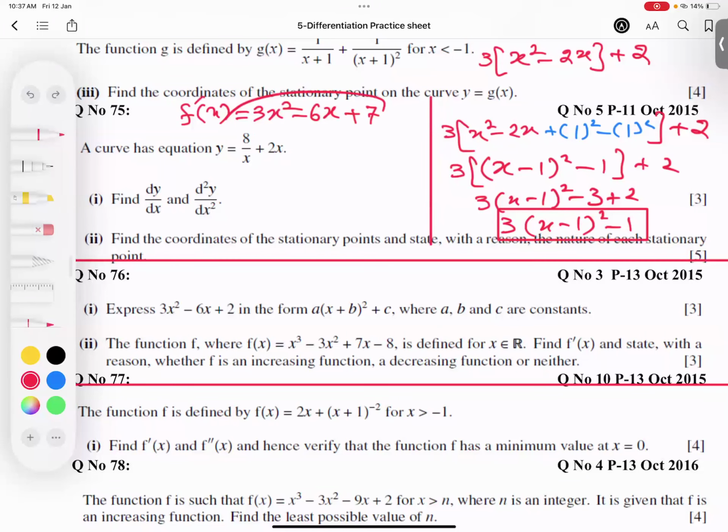No, this equation is not matching. The first 2 terms are matching, but the third is not, and we'll try to match it. How can we try to match? A simple technique: 3x to power 2 minus 6x, and this 7 I will break into 2 parts, so plus 2 and plus 5, plus 1. Now are the 3 terms matching?